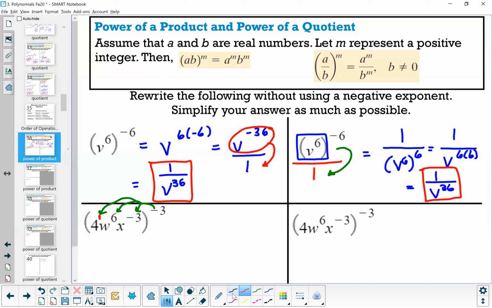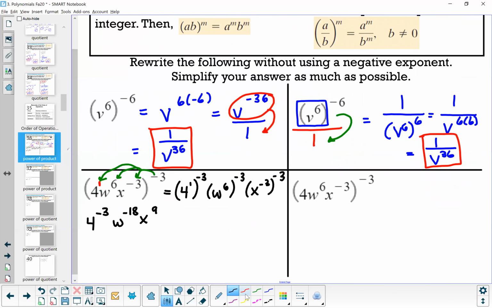All right, so that would give us 4 to the first power being raised to the negative 3, and w to the 6th power being raised to the negative 3, and x to the negative 3 being raised to the negative 3. All right, power to a power, you multiply the exponents. So we would have 4 to the 1 times negative 3, which gives us 4 to the negative 3. And then we have w to the 6 times negative 3, so w to the negative 18. And then x to the negative 3 times negative 3, x to the 9th.